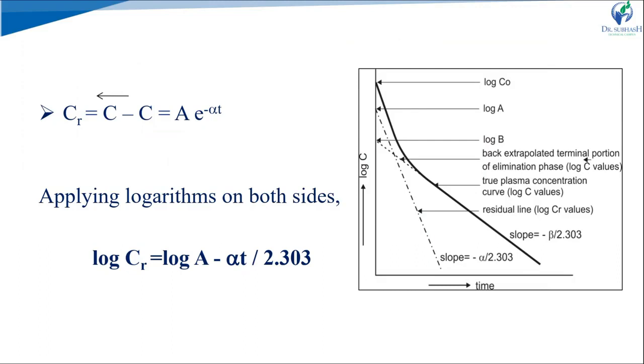From the residual line we get the straight line. From that straight line we find the slope, and the slope is equal to minus alpha upon 2.3, so we can find out the alpha. So in the method of residuals, from the true plasma concentration curve we find the elimination constant, that is beta, and from the residual line we find the alpha value.